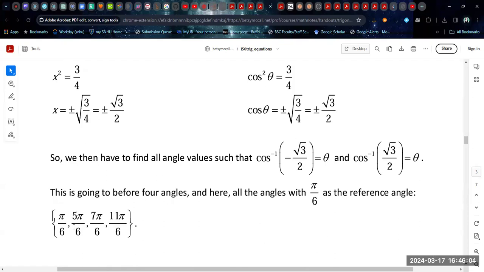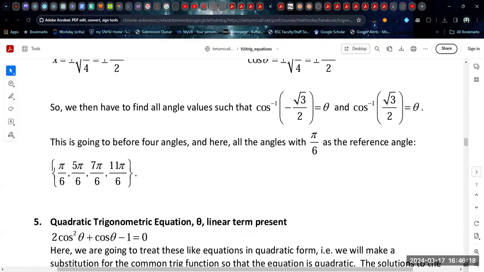And notice I'm getting 4 solutions because when I take a trig function with 2 solutions and I square it, I end up doubling the possibility for the number of solutions because I have a negative version and a positive version.